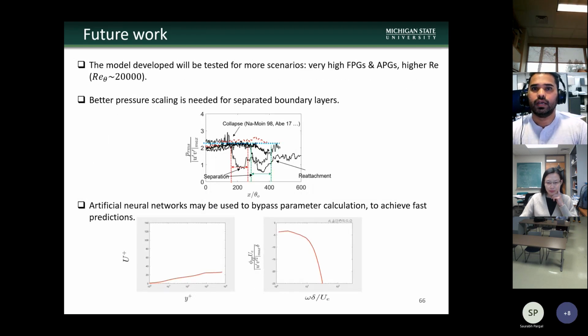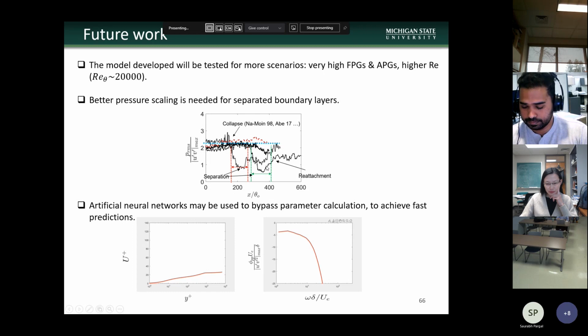For the future work, we will test this model and improve it for different flow scenarios, such as very high FPGs and APGs at very high Reynolds numbers, going beyond 20,000. And the second part, better pressure scaling for separated boundary layers. For example, at these particular locations you see, when the flow is separated, this scaling doesn't work, and that could be one of the major contributions. We can improve the model prediction in these flow scenarios.